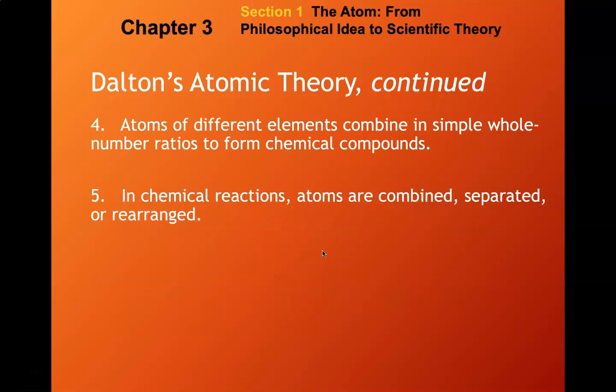Number 4 says that atoms of different elements can combine in simple whole number ratios to form chemical compounds. This goes along with the law of multiple proportions. Whole number ratios, atoms of several different elements can, of course, combine. We know that we can make compounds from different elements.